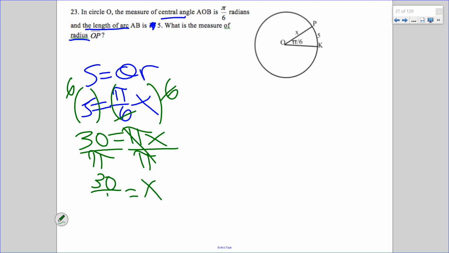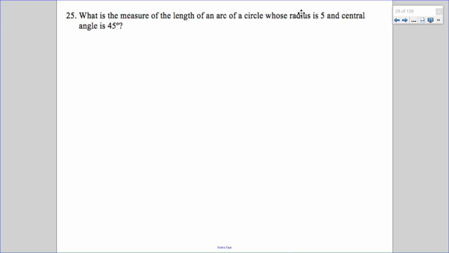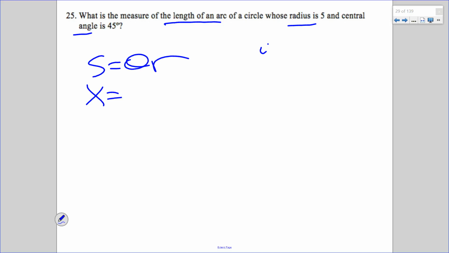X equals 30 over 5. Same thing for 24. 25 we're going to go over because it's slightly different. Again, I see length of an arc, radius, central angle, so I know it's going to be s equals r theta. Arc length is what I'm trying to find. Now theta is 45 degrees. It must be radians, so I have to multiply it by pi over 180, and I can just leave it like that for now.